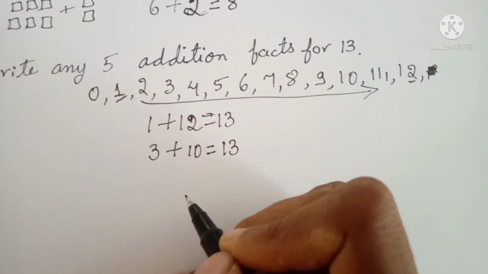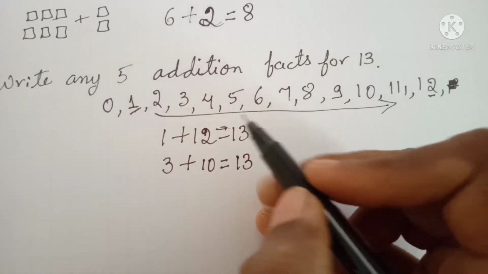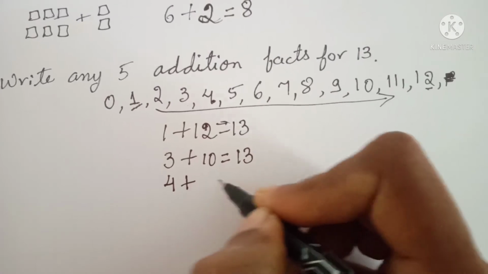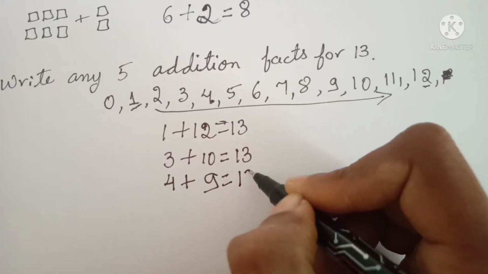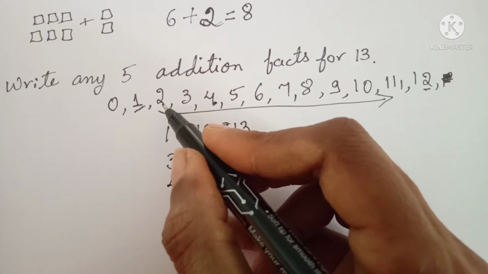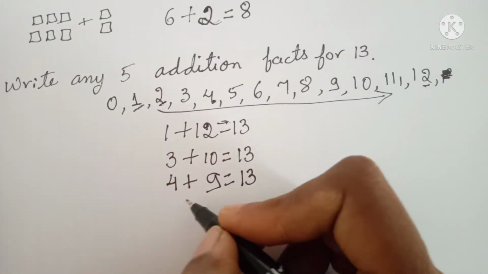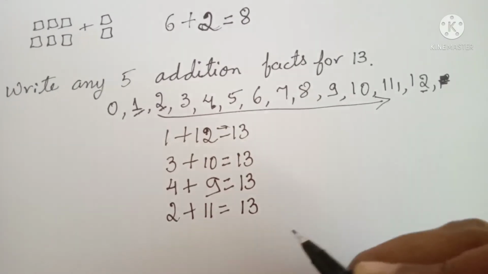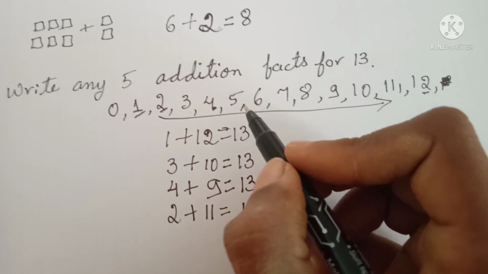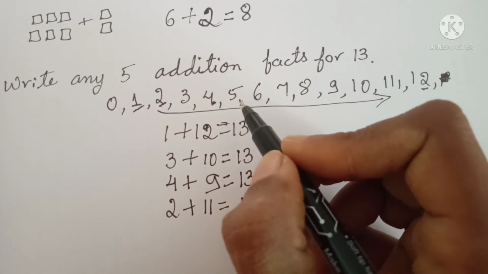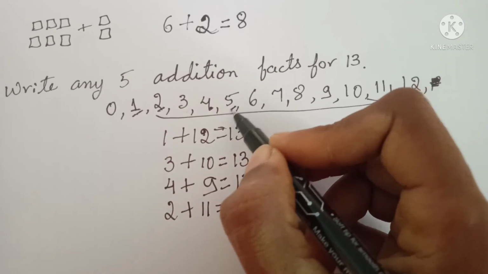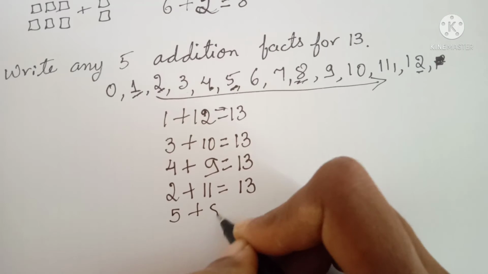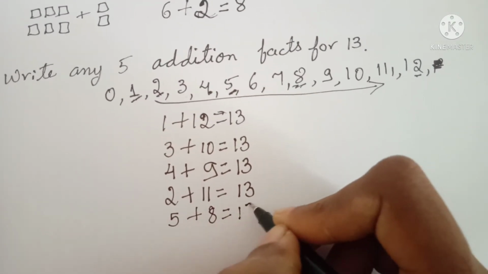Now, let us check one more pair of numbers which add up to the number 13. That is 4 and 9. See, even 4 and 9 also add up to the number 13. Then see, the next pair is 2 and 11. See, even 2 and 11 also add up to the number 13. Then check the next pair which adds up to 13, that is 5 and 8. Even 5 and 8 will also add up to the number 13.